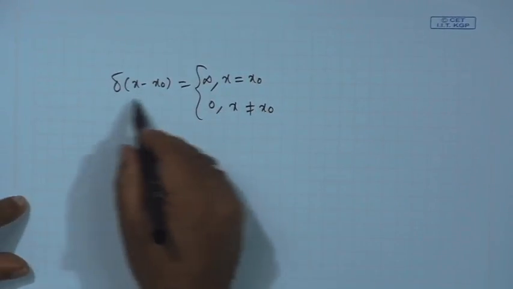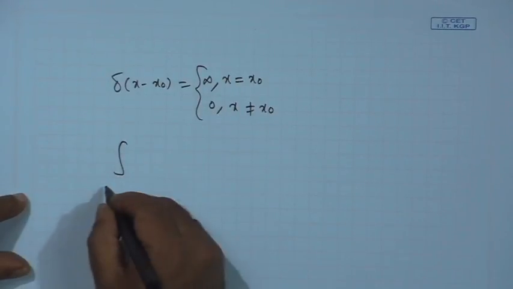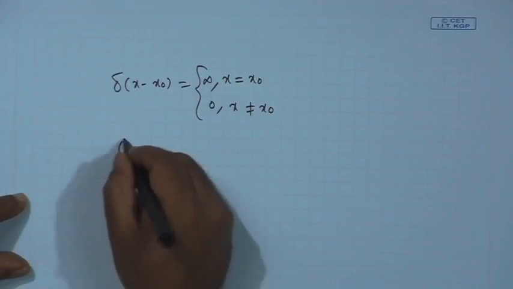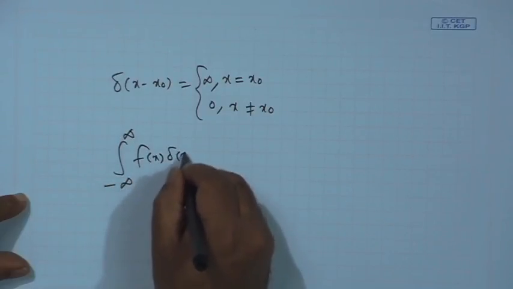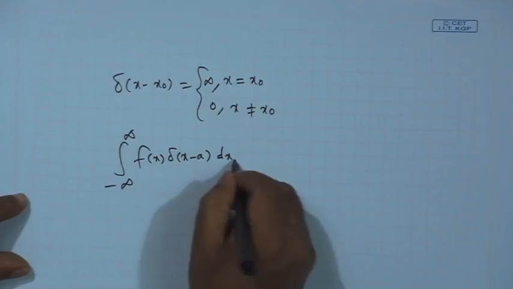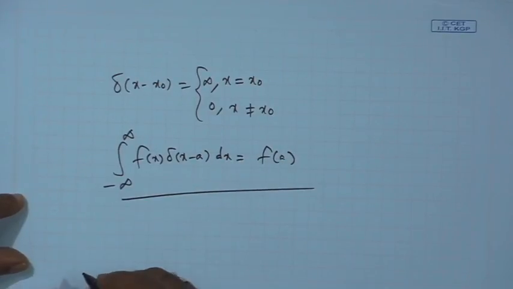So, this need not be the origin. So, we have shifted. Now, correspondingly, the definition satisfied is f of x delta of x minus a, and this is the shift property. Okay.